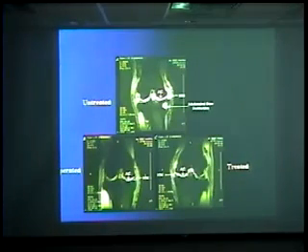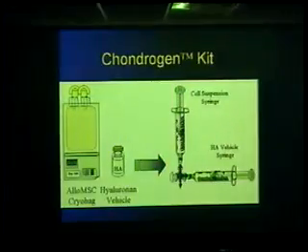These images were taken on live animals, so now we can carry out a longitudinal study using MRI to follow the repair or the formation of new meniscus in these animals. So where does all that get us to?